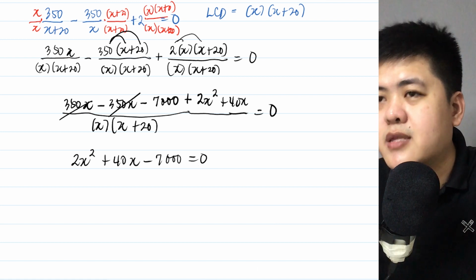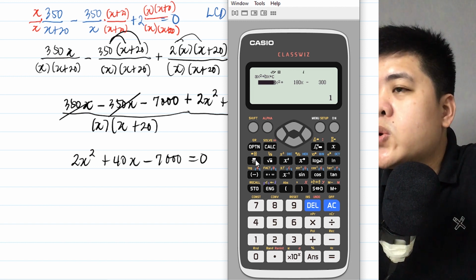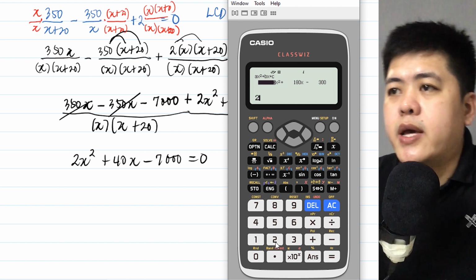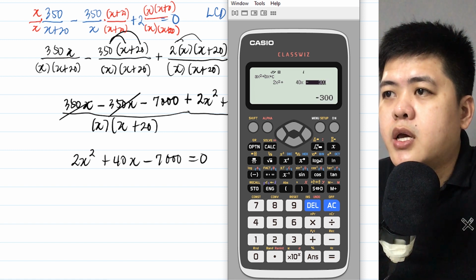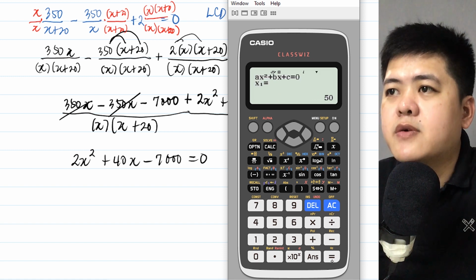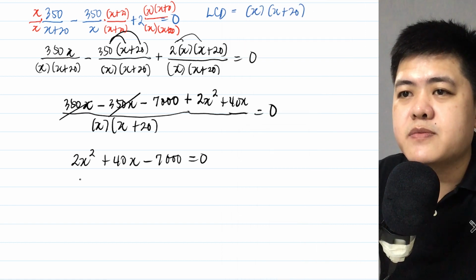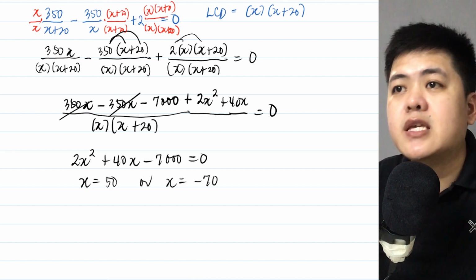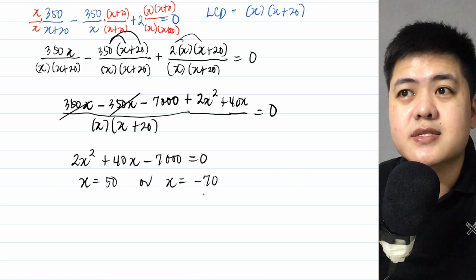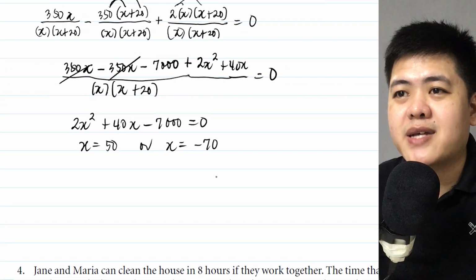Then, let's get our calculator. So, your A is 2, your B is 40, and your C is minus 7,000. Equals, the next equals will give you the first root, which is 50, and the second root is negative 70. So x equals 50, or x equals negative 70. But since our x is the speed of the truck, hindi siya pwedeng negative, so our x is 50.